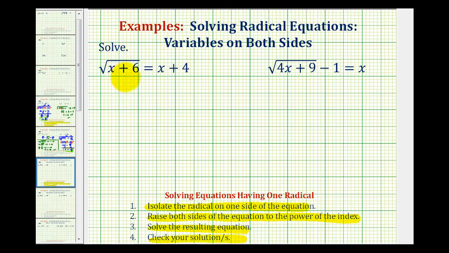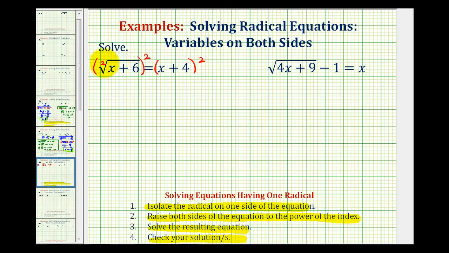So for the first example, we have the square root of the quantity x plus 6 equals x plus 4. Notice how the square root is isolated on the left side of the equation. And because we have a square root, the index is 2, so we're going to square both sides of the equation. Notice on the right we're squaring the entire side, we're not squaring each term.